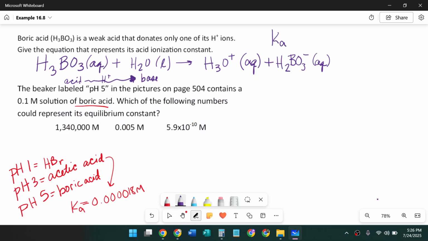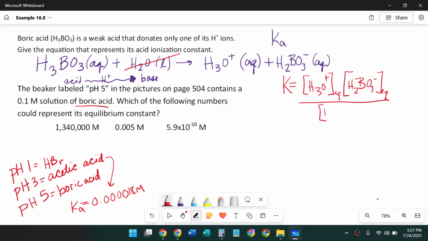So it wants the Ka, which is going to be the same as its equilibrium constant. So K equals, remember we can ignore the liquid, so we're going to mark that one out. So H3O plus equilibrium times H2BO3 minus equilibrium. Those came from the product side. And then we're going to divide that from the reactants, which is just the one that is not a solid or a liquid. All right, so that's the equation for its acid ionization constant. A little K here. I mean a little A here.